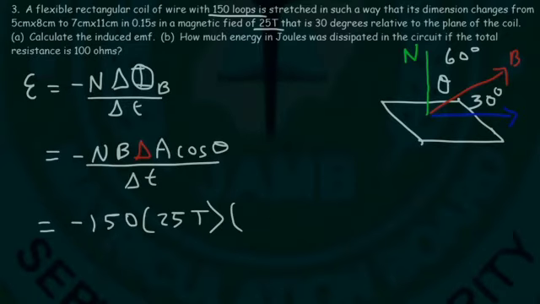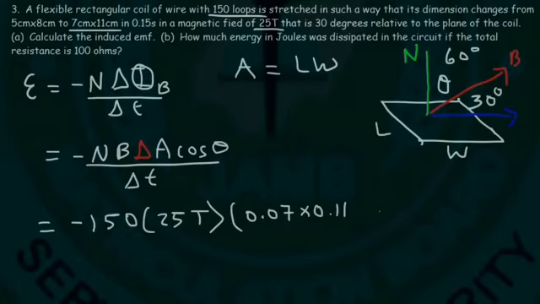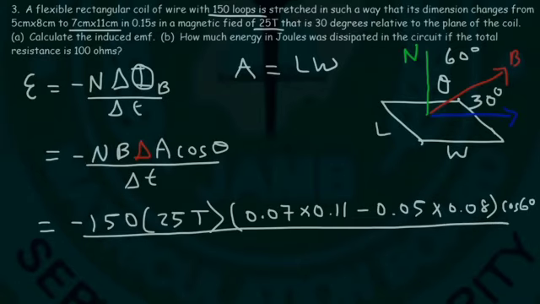Now the change in area. The area of a rectangle is basically the length times the width. But we need to convert centimeters to meters, so we got to divide by 100. The change in area is going to be the final area minus the initial area. The final area is 7 centimeters by 11 centimeters, or 0.07 meters times 0.11 meters. The initial area is 0.05 meters times 0.08 meters. And then let's multiply by cosine of 60 degrees, and let's divide everything by 0.15 seconds.